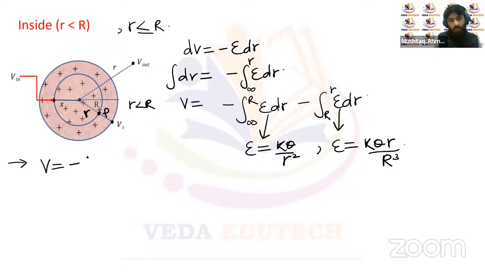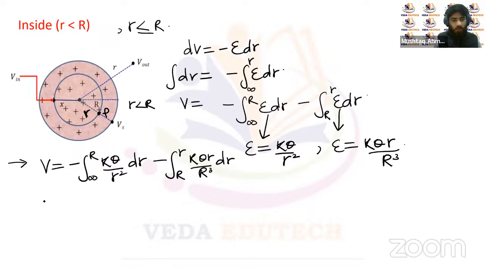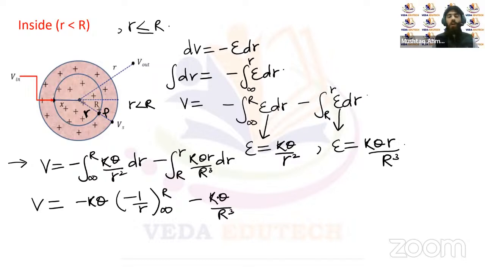So V will be equal to minus the integral from infinity to capital R, where E is equal to KQ over R square, plus, from limit capital R to small r, the value of electric field KQr upon R cube, dr. Now once again minus KQ, the integral of 1 upon R square will be minus 1 upon R with the limits infinity to capital R. So we'll be left with KQ over R cube, and the integral of r dr will be r square upon 2, with the limits capital R to small r.